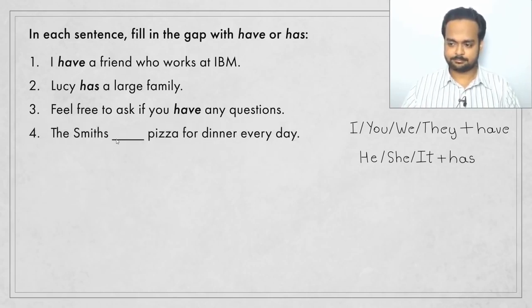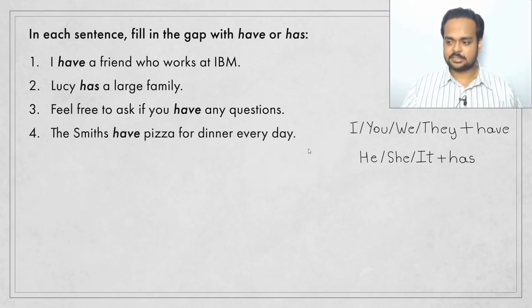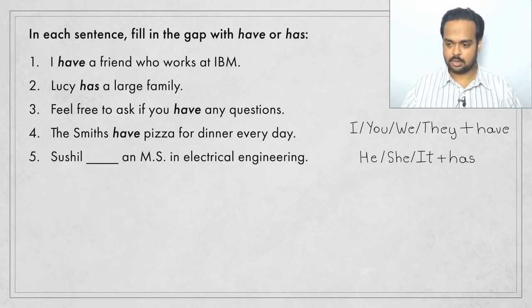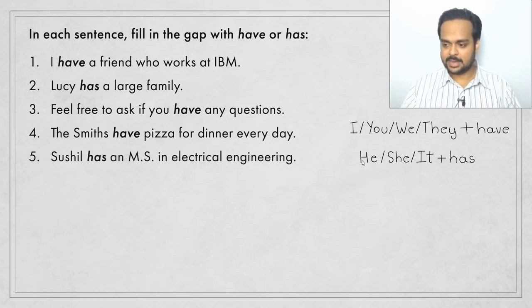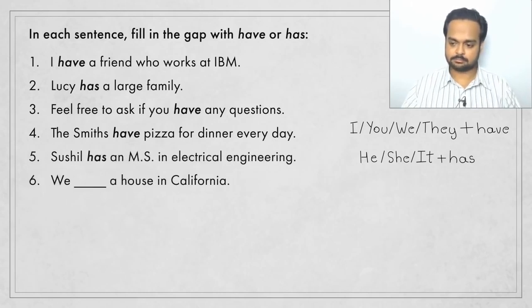The Smiths pizza for dinner every day. Have or has? The Smiths means the Smith family. This is a plural subject, so it's like saying they. Right? So the Smiths have pizza for dinner every day. Next one, Sushil, an MS in electrical engineering. Sushil is a male name, it's like saying he. So Sushil has an MS in electrical engineering.